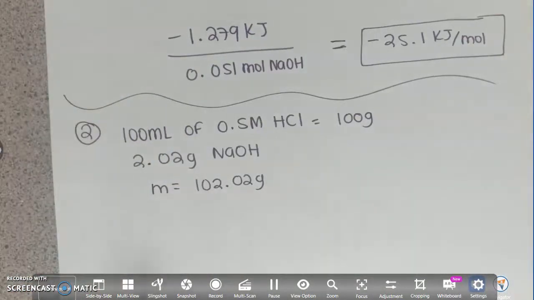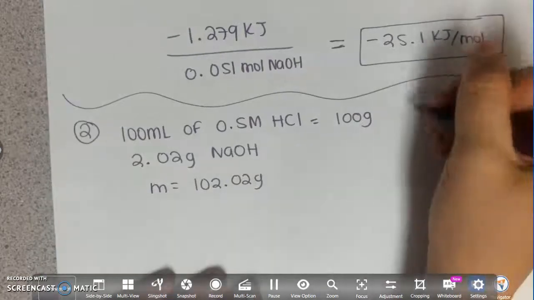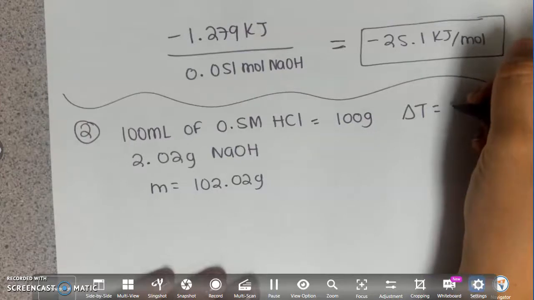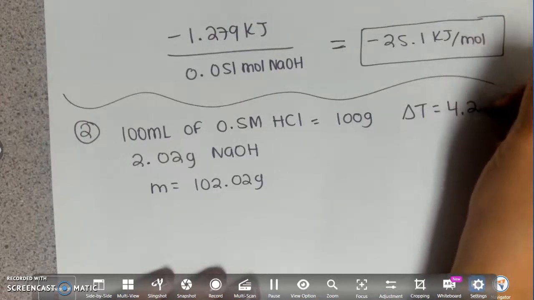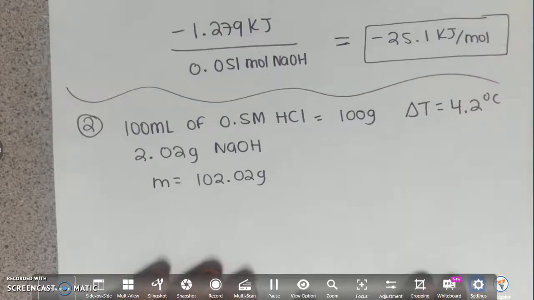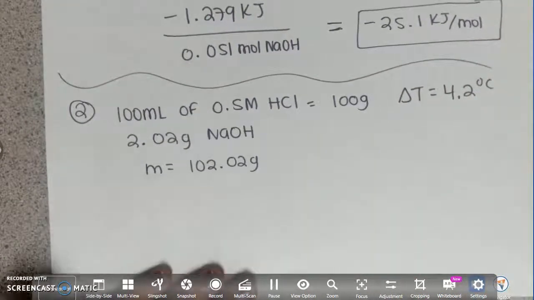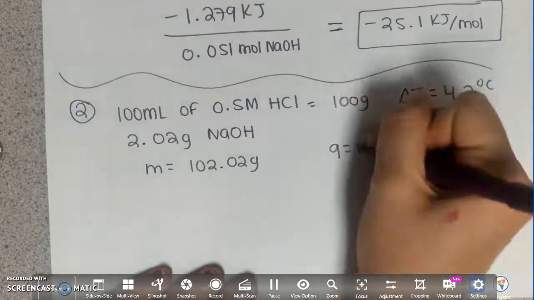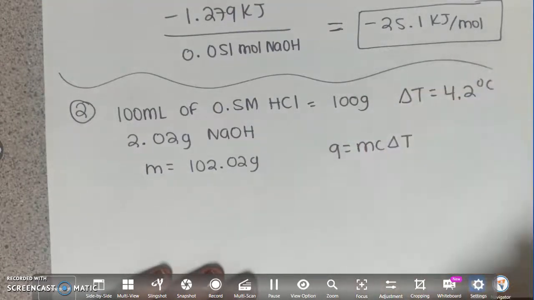I have my mass, and then let's say my delta T for this one, it doesn't matter, but my change in temperature, my final minus initial, it should have gotten hotter, was like 4.2 degrees Celsius. Again, I'm making that number up. And so next, to solve for delta H, we need to solve for our Q. Q equals MC delta T, and it said to use the specific heat of water, which we are.